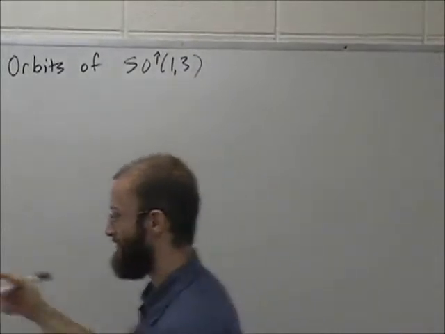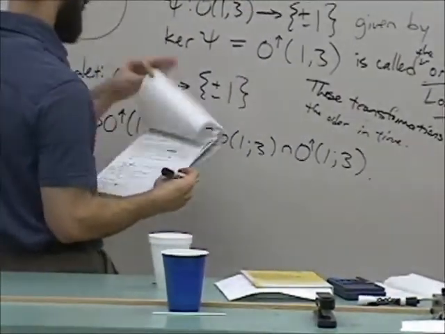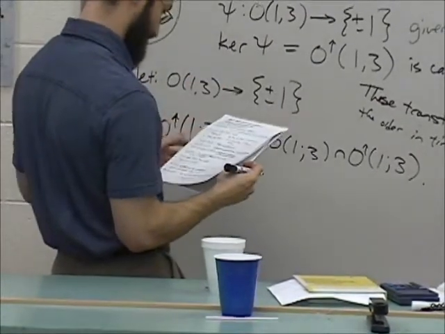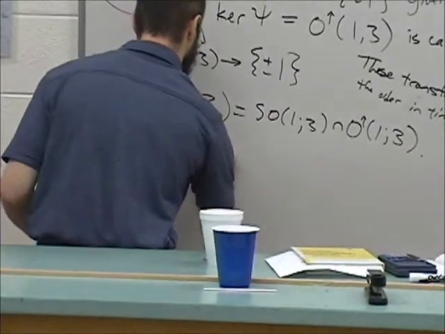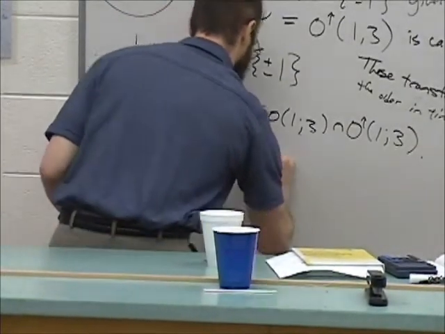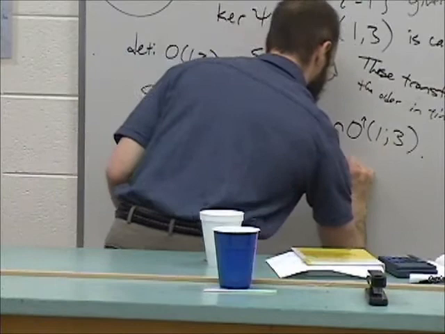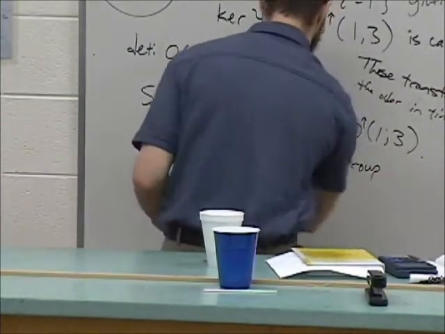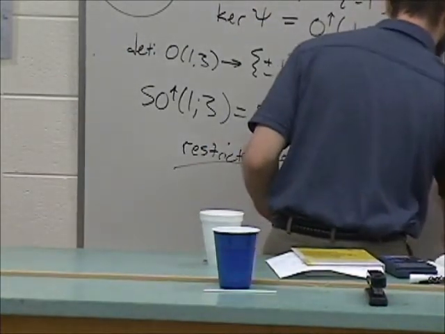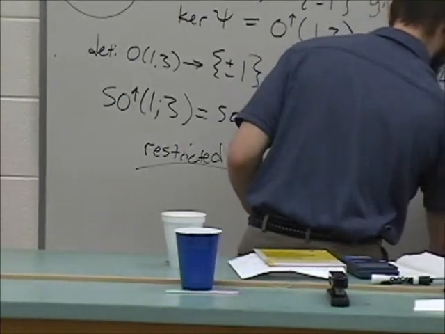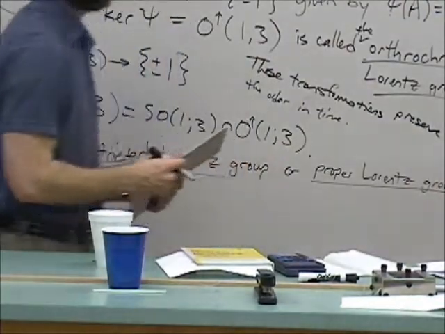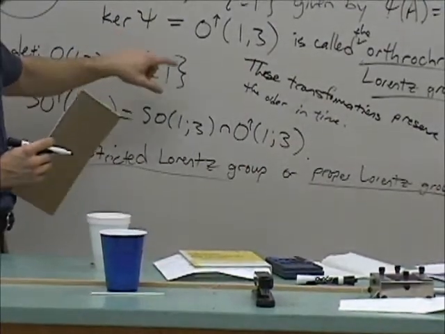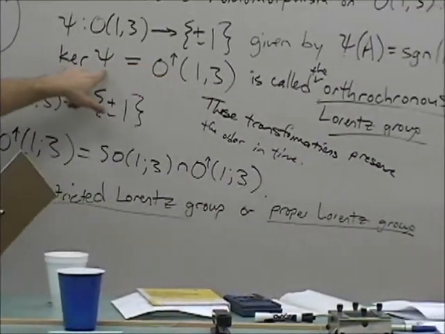Did I tell you what this is called? No, I didn't. This is the restricted Lorentz group, or proper Lorentz group. It has 2 names. But the arrow tells us that it's in the kernel, and therefore the determinant is 1. The arrow actually tells me it's in the kernel of psi.